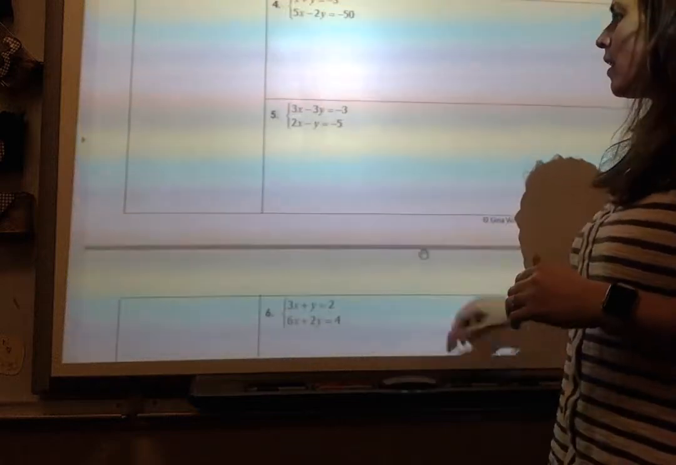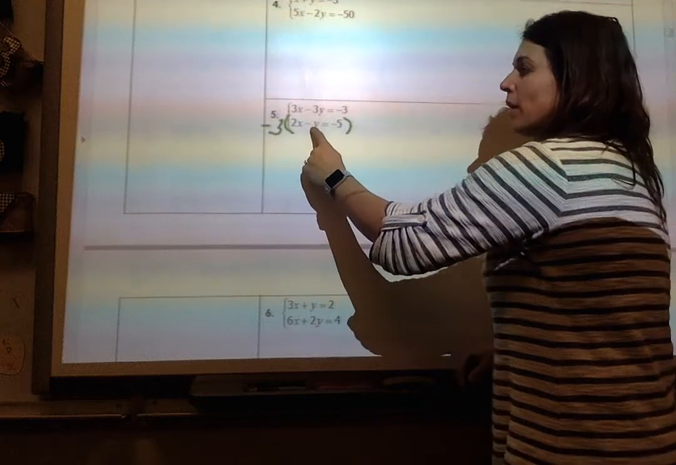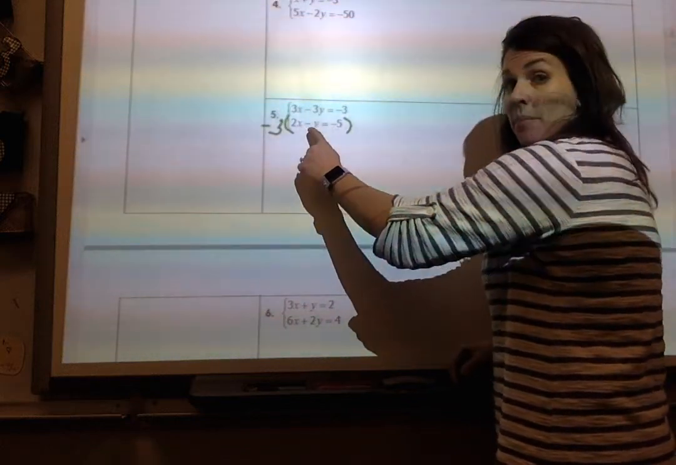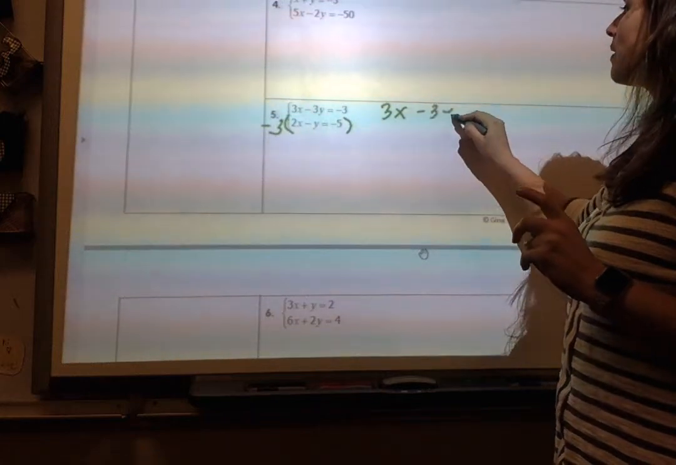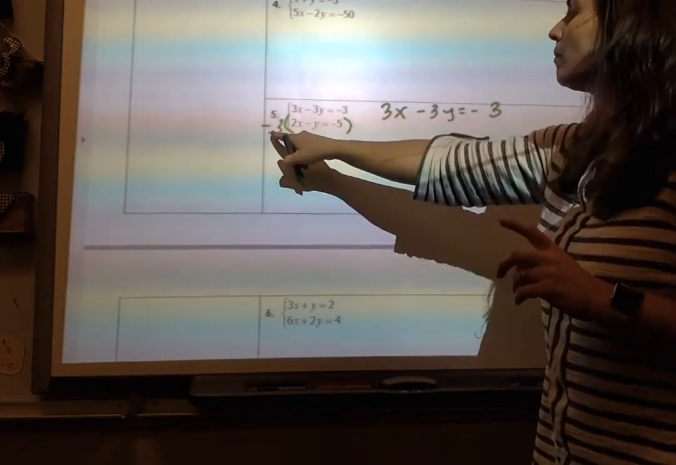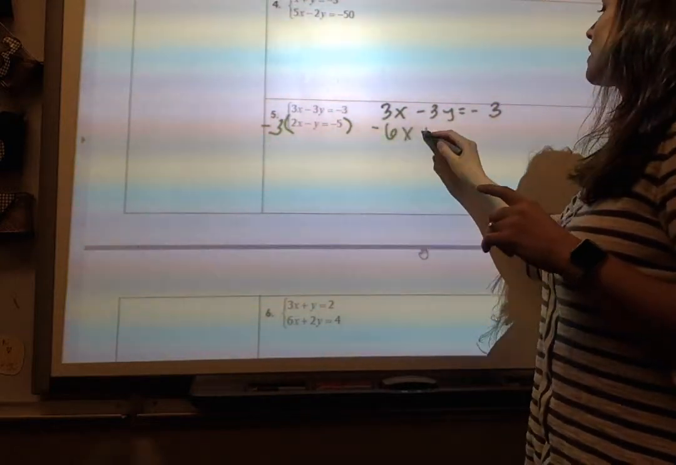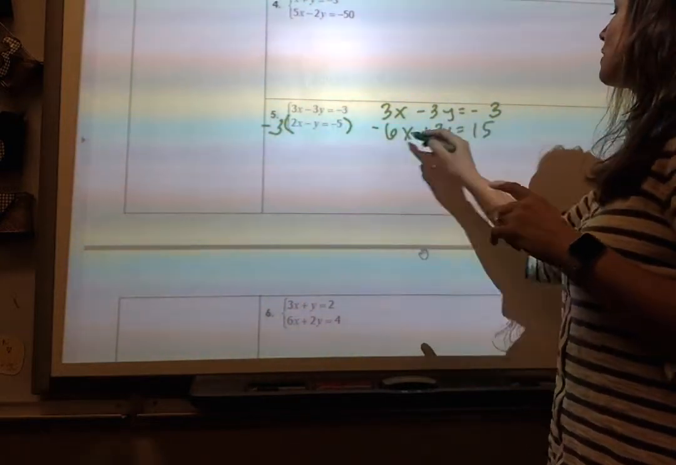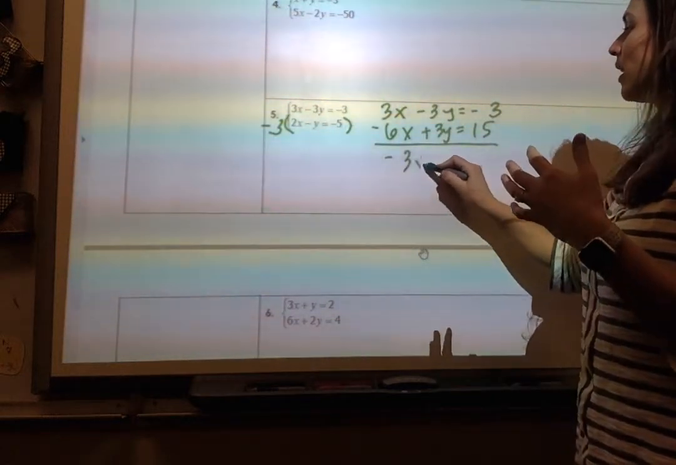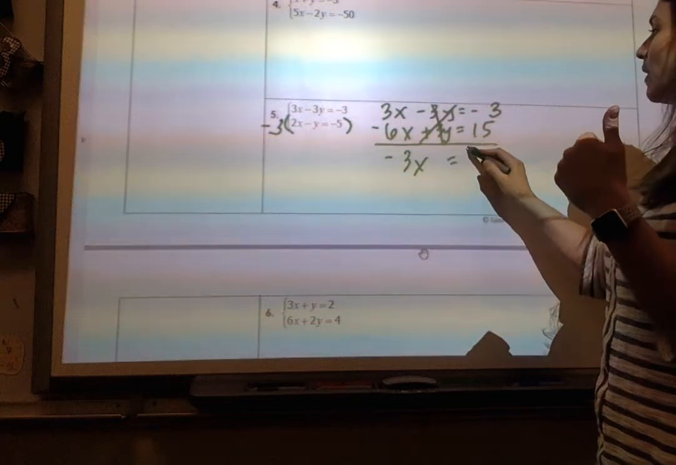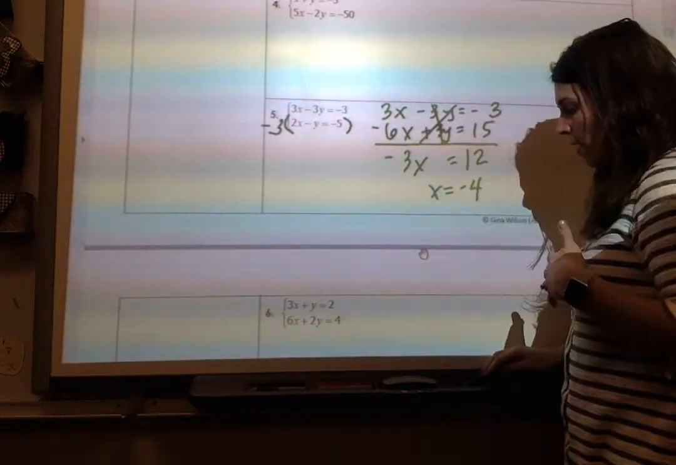Number 5, I have to multiply this bottom one by -3 because I want it to be positive. A -3y and a positive 3y cancel out. So my top one's going to remain the same, 3x minus 3y equals -3. And if I multiply this bottom one by -3, I get -6x plus 3y equals +15. So be careful of your signs. This one cancels out, -3x. My y's cancel out, equal 12. x then equals -4. And remember, I have to go back and solve for y.